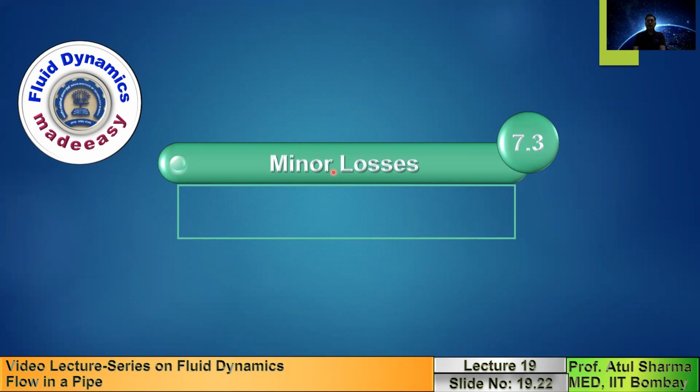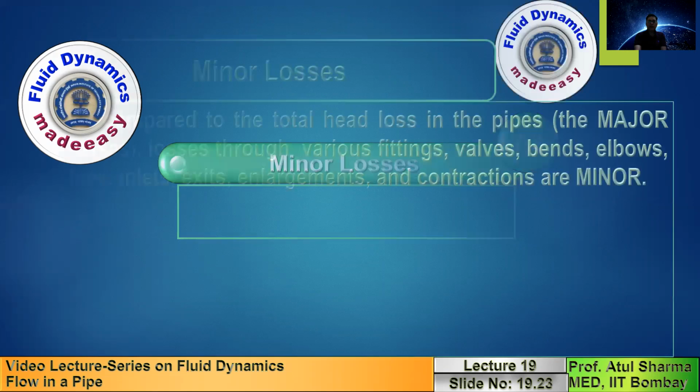The losses which were presented till now for laminar and turbulent flow are called major losses, because as compared to these connections, the pressure drop for flow in laminar and turbulent pipes is much more than the losses in these connections. The losses corresponding to these connections and valves are called minor losses. These minor losses are expressed in terms of dynamic pressure, rho u average square by 2, where there is a constant of proportionality which is used.